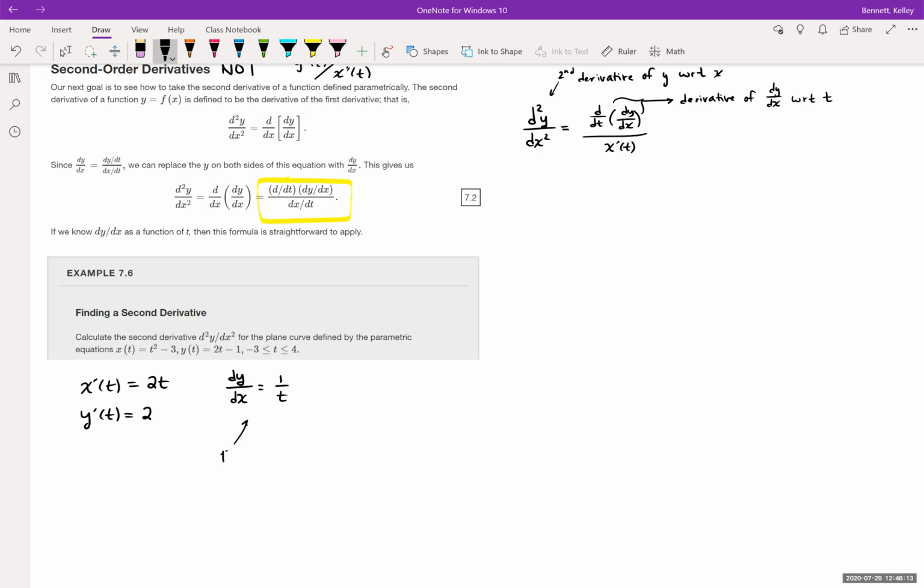So this is your first derivative. Then I'm going to mosey on down the line, and I'm going to take d/dt of 1 over t, right? So 1 over t was dy dx, and I'm going to put that over x prime of t. So the derivative of 1 over t is just negative 1 over t squared, and x prime is still 2t. Right, so now this is my second derivative, and if I simplify it, I'll get negative 1 over 2t cubed. So this is my second derivative.